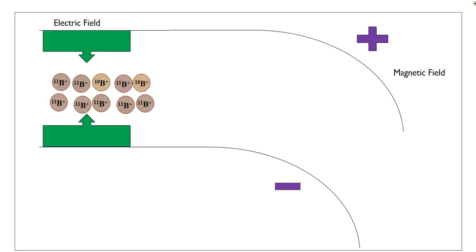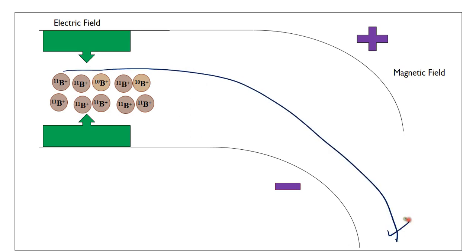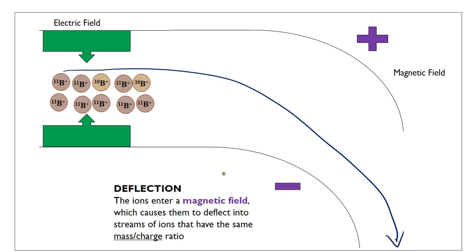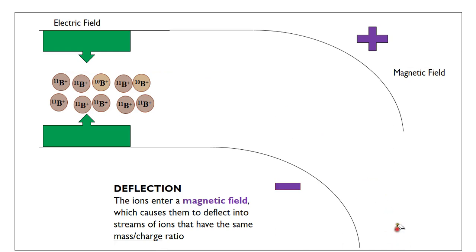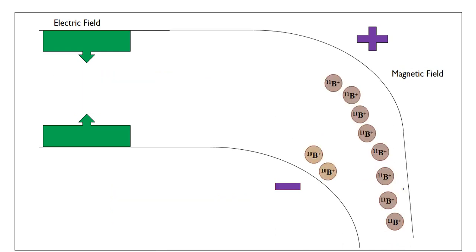This is the main event, step 3, deflection. So they're going to move very fast, and then they're going to go all the way down. But as they go down, they're going to be subjected to a magnetic field. And this is step 3, which is deflection. So they move very, very fast while being subjected to a magnetic field.